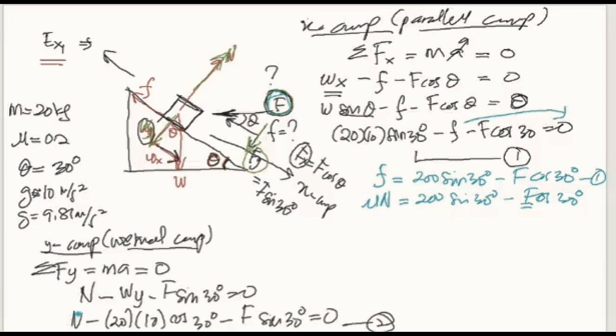So we can take out N, which is equivalent to 200 cos 30 minus F sin theta. We can put it here: N is equivalent to 200 cos 30 plus F cos 30. From here, put N inside here. Mu you already have, mu equals 0.2, so you can substitute it into the equation here and get its value.